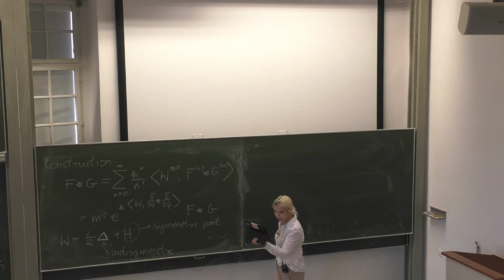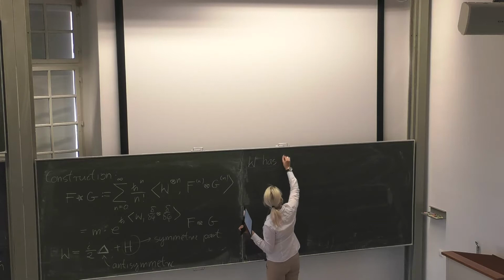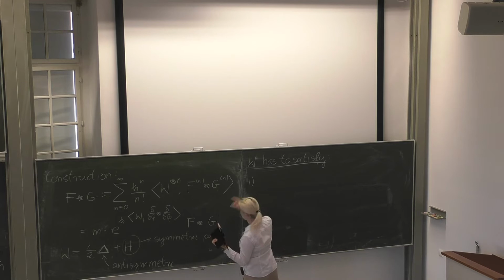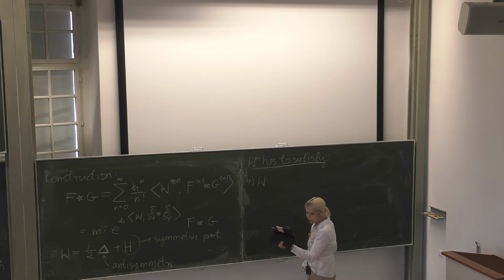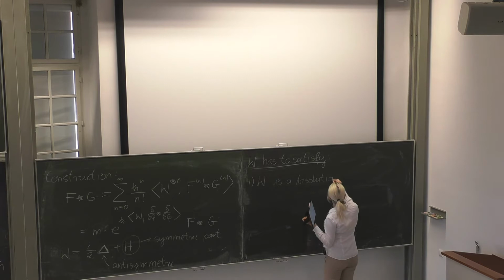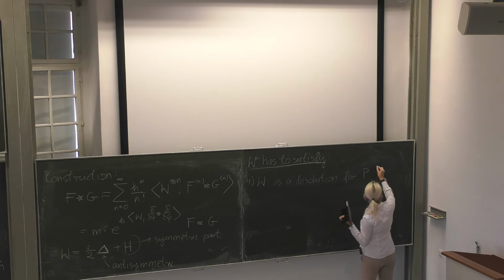So this W now has to satisfy the following. This is really about the choice of the symmetric part. So first, I want this to be a bisolution for P, the equation of motion operator.